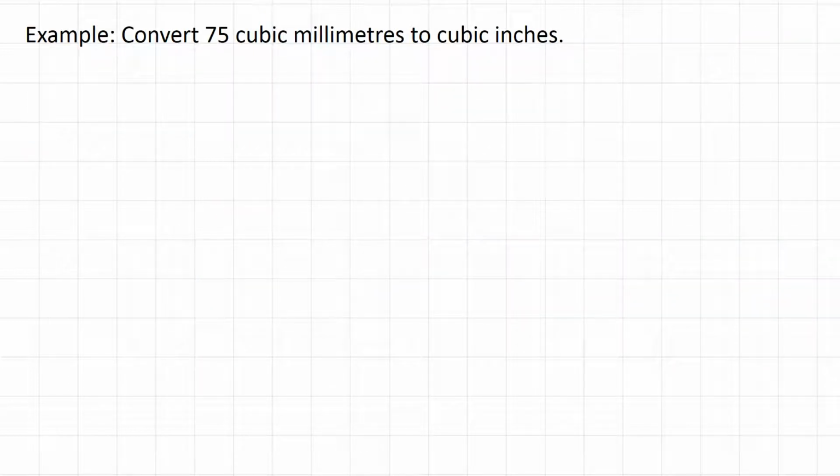Let's look at another example here. Cubic millimeters to cubic inches. Well, how are we going to do this one? Cubic millimeters, we don't have a straight conversion from millimeters into inches. So we're going to have to go into centimeters first, or cubic centimeters, and then we can go into cubic inches.